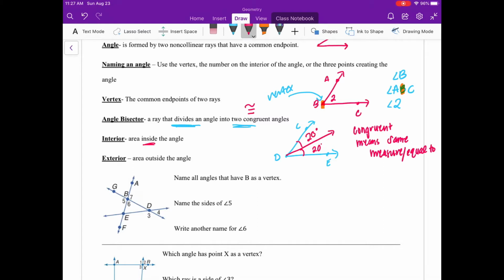Interior, it just refers to the inside of the angle, and exterior is going to be the outside of your angle.